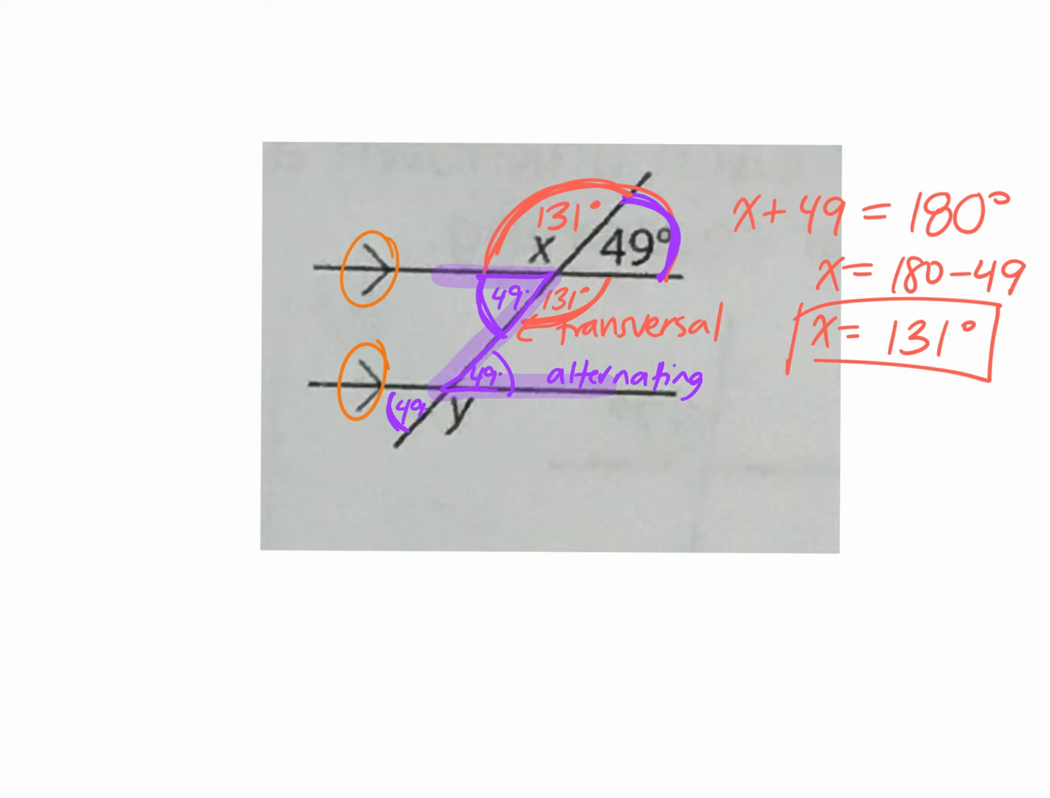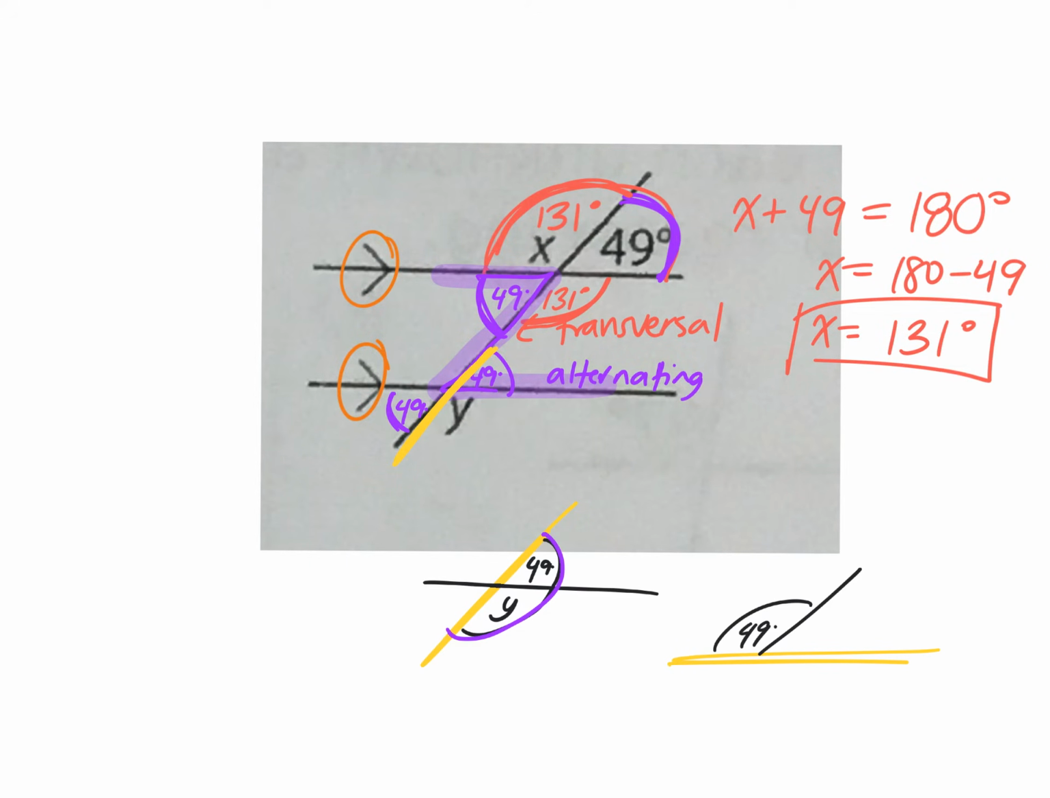How can I find y? Is there a straight line somewhere? Is this a straight line? Let's draw it over here. If this is 49, both of these are on a straight line, right? You can draw it like that, or you can draw it like this. There's a 49, and there's a y. I'm just rotating it for you to see properly.